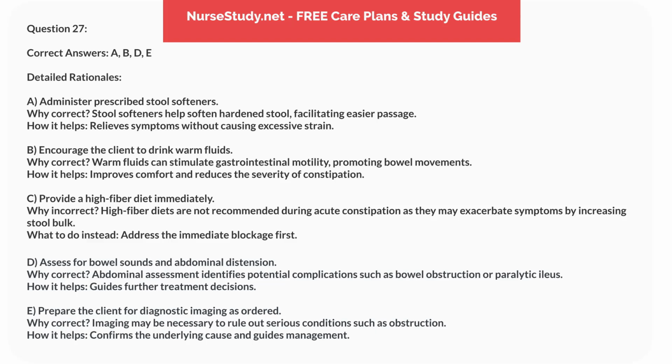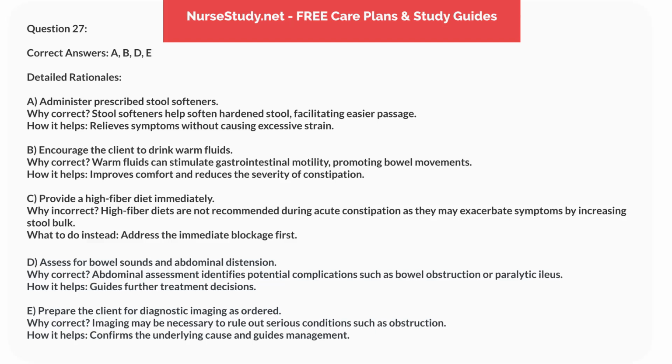C. Provide a high-fiber diet immediately. Why incorrect? High-fiber diets are not recommended during acute constipation as they may exacerbate symptoms by increasing stool bulk. What to do instead: address the immediate blockage first.